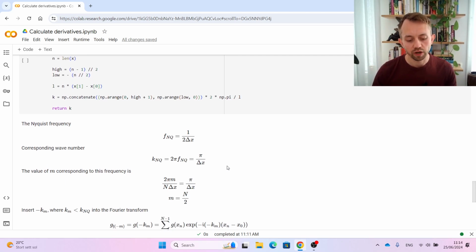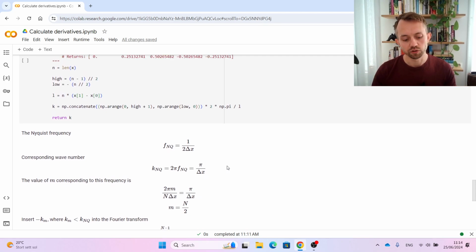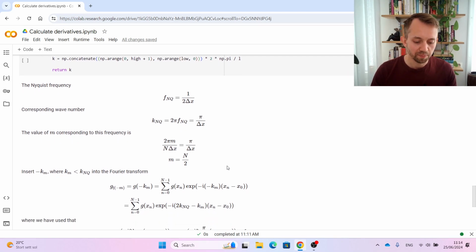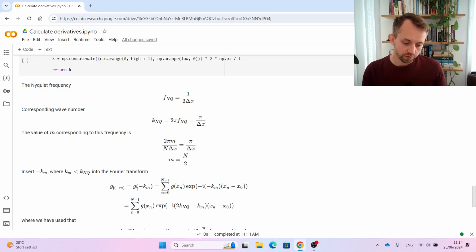As a matter of fact, for the higher values of m, the ones that are greater than n over 2, they actually correspond to negative wave numbers. And to see that, we can see what happens when we insert a negative wave number into the Fourier transform. So here, if I insert minus km, where km is a wave number that is smaller than the Nyquist wave number, into the Fourier transform, then I get what you could call g of minus km. I just insert the negative wave number here.